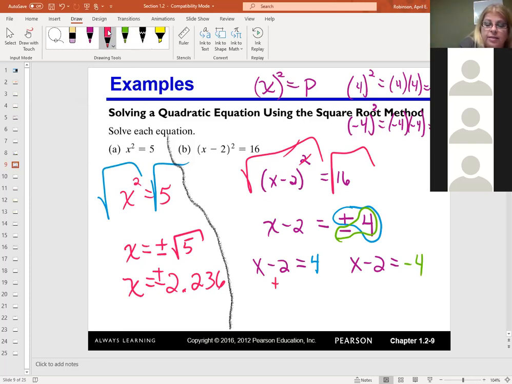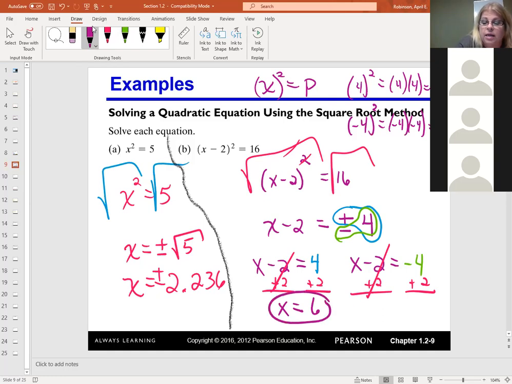And then to solve this for x, I would simply add 2 to both sides. That cancels. And over here on this one, I would also add 2 to both sides. That cancels, but my answers will be different. The first one, x will be 4 plus 2 is 6. And the second one, x will be negative 4 plus 2 is negative 2. And you can check them. If you stick 6 right here, 6 minus 2 is a 4, and then 4 squared is 16, which is what it said it should be. Or you can stick in the negative 2.